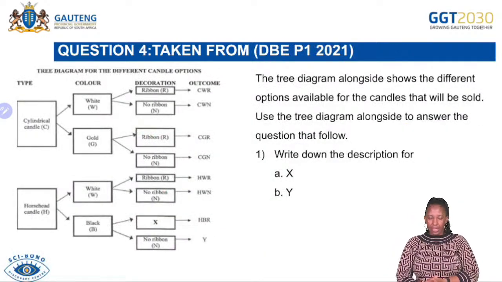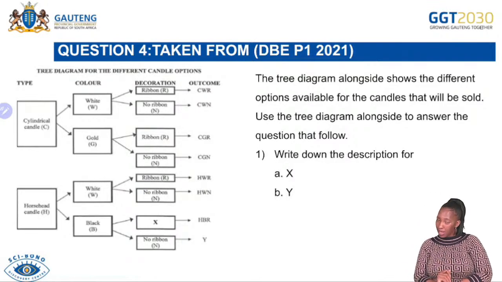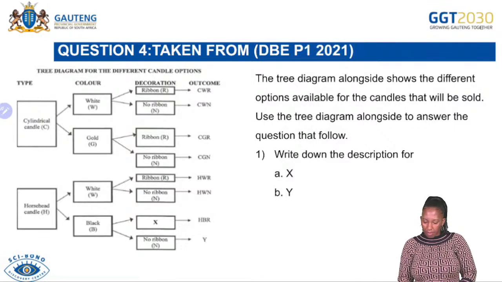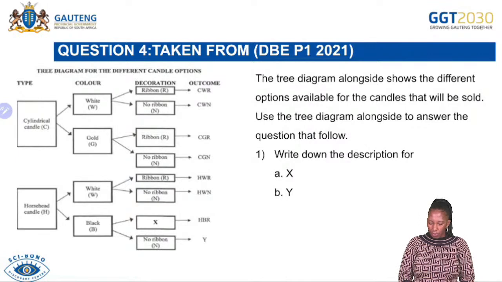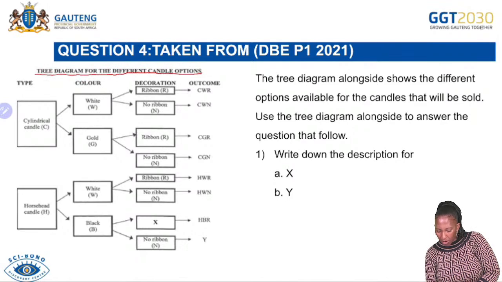Now, boys and girls, let's continue. Remember, I said I want us to do as many examples as possible. Now let's have a look at this one, at this tree diagram. A tree diagram alongside shows the different options available for the candle that will be sold. Use the tree diagram alongside to answer the questions that follow. So this is a tree diagram for the different candle options.